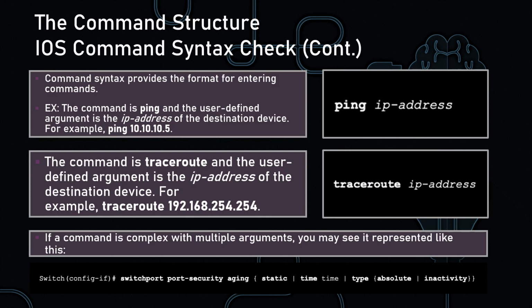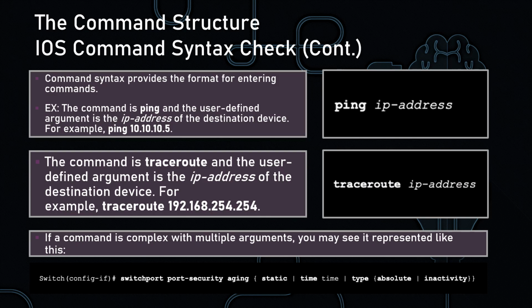If we see a command with multiple arguments, we may see it represented like this. The switch tells us the host name of what we're on. Now, that's not to say for sure that it is a switch. You could actually name a router switch if you wanted to mess with somebody. I don't know why you would, but you could. It's in configuration interface mode. It's in privileged exec mode, obviously, because we're in interface mode, but you see that the hash is there as well. The command is switchport. There is a subcommand called port-security, a third called aging.